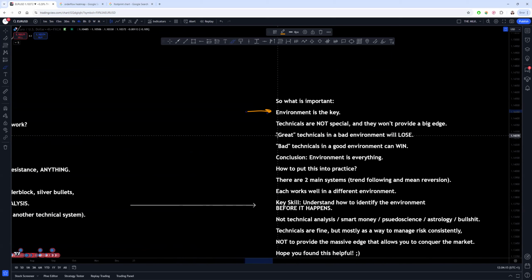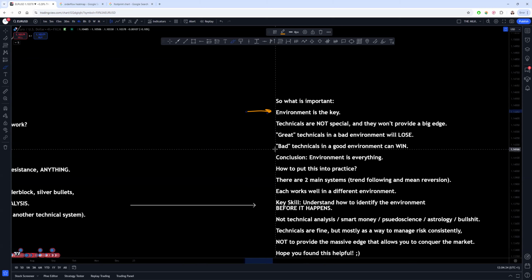It's not going to provide you the big edge you're looking for. Great technicals, and by great in quotation marks, think about the most complex technical system that you've looked at and been like, wow, if only I could trade like that, then I'd be really successful, right? But those great technicals in a bad environment will lose.